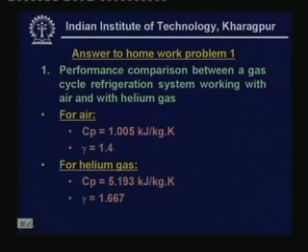Okay. And the only difference between these two is their properties, because the rest of the temperatures and pressures are the same for both the systems. So, what are the differences in properties? For air, the specific heat Cp is 1.005 kilojoule per kg Kelvin, and the specific heat ratio is 1.4, whereas for helium gas the specific heat is 5.193 kilojoule per kg Kelvin and the specific heat ratio is 1.667.